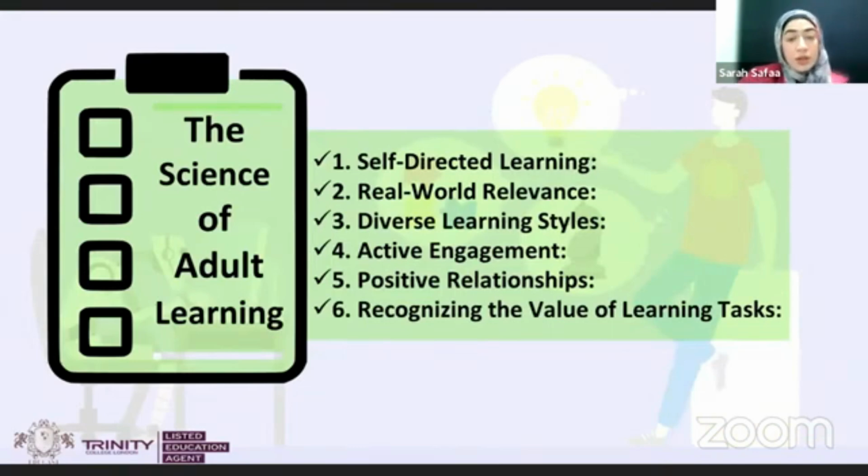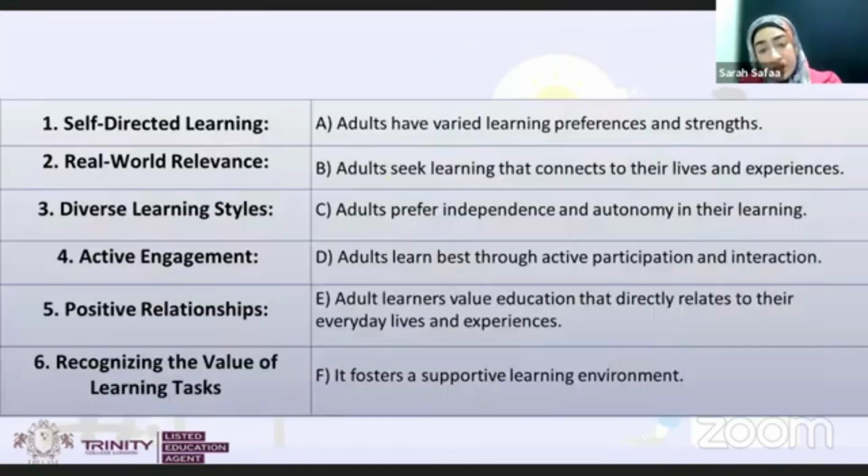So I always keep in mind that my students love to have a self-directed learning experience, and that the material should be relevant to them. Number three is that I need to take into consideration the diverse learning styles. Number four, I have to make it an atmosphere that has lots of engagement. Number five, positive relationships or positive rapport. And six, recognizing the value of learning tasks. I'm going to tell you more about this.